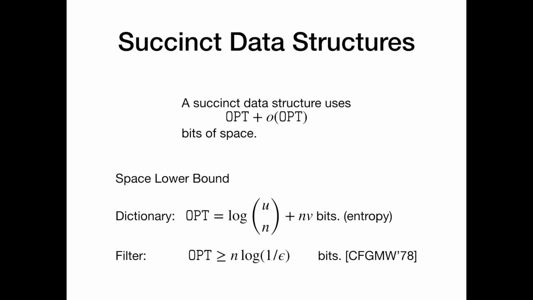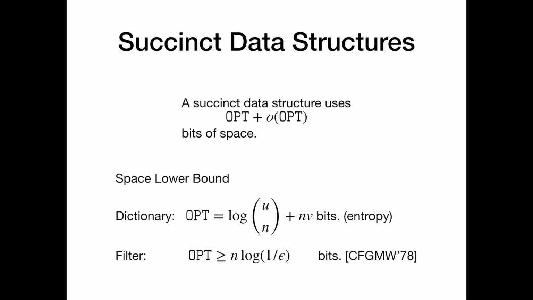In this work, we study succinct data structures. A data structure is called a succinct data structure if the space cost is close to the minimum space to store the database. For instance, the minimum space for a dictionary is this. It is the entropy of the database. The minimum space for a filter is n log 1 over epsilon. It was proven by Carter et al.